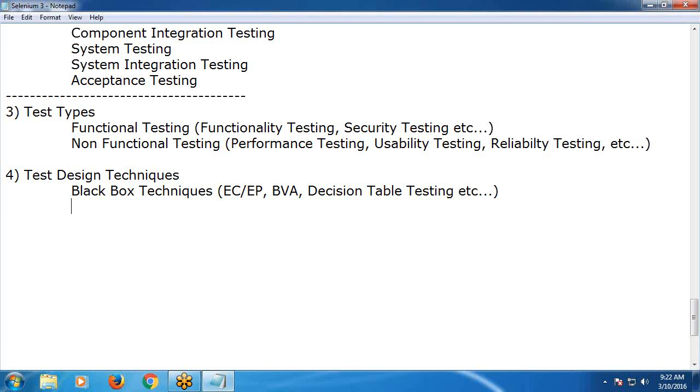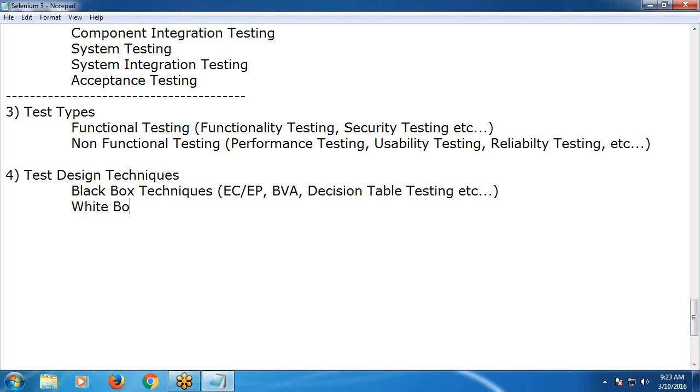Why do we use test design techniques? Without techniques also you can conduct testing. Then why do we use test design techniques? What is EC? EC, equivalent classes, or EP, equivalent partitions, synonyms. BVA, boundary value analysis. Observe, Madhumati. Without test design techniques also we can conduct testing. But why do we need to use test design techniques?